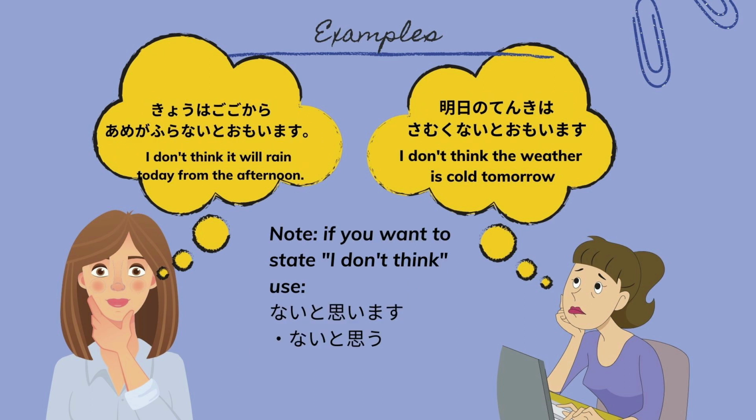However, if you want to state I don't think, we use nai to omoimasu or nai to omou. Our example here is kyou wa gogo kara ame ga furanai to omoimasu. I don't think it will rain today from the afternoon. Next is ashita no tenki wa samukunai to omoimasu. I don't think the weather is cold tomorrow.